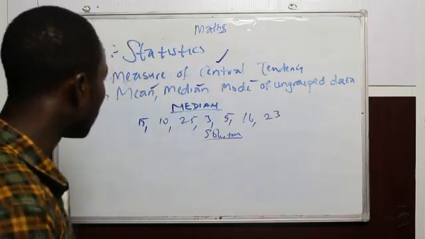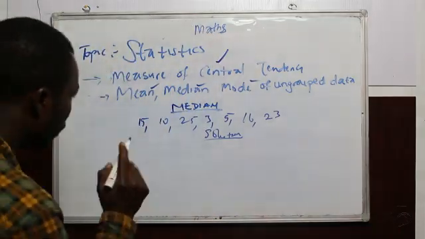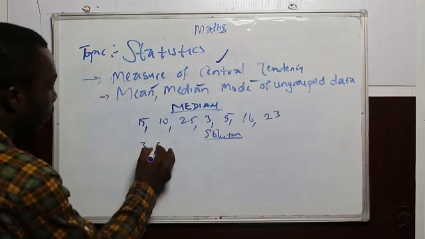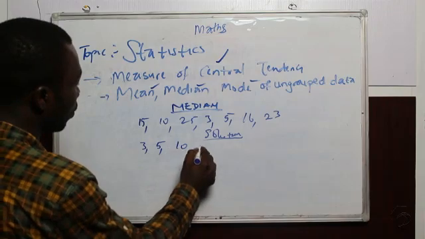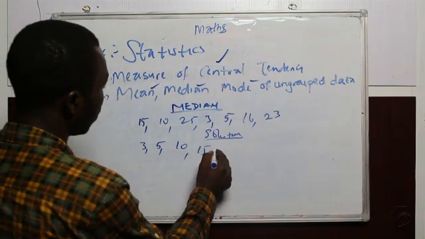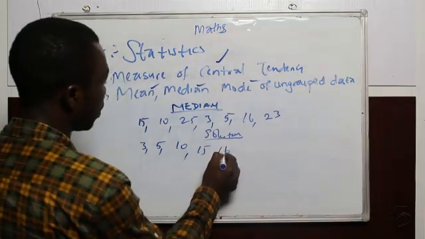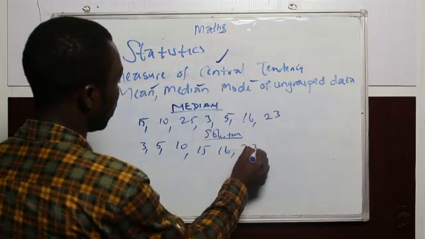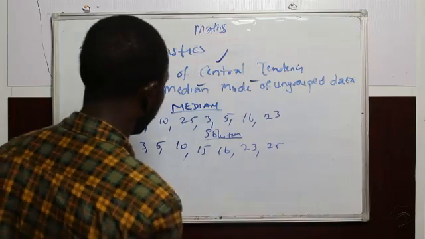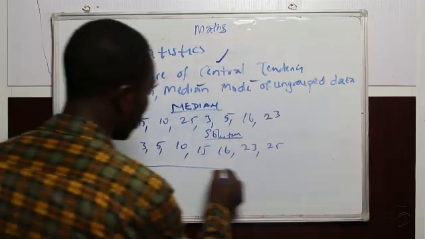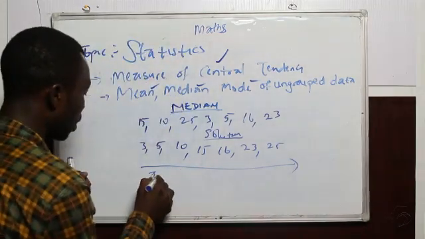Let us arrange these numbers. The first one is 3, 5, 10, 15, 16, 23, and 25. This is how the numbers are. Then you put an arrow, ascending order.